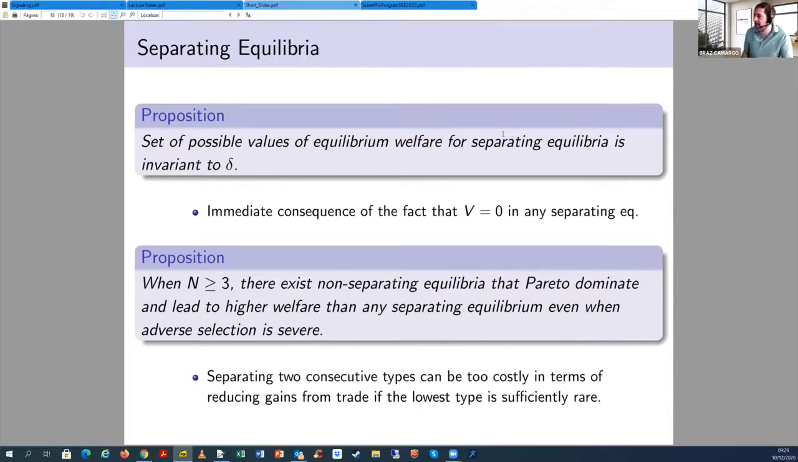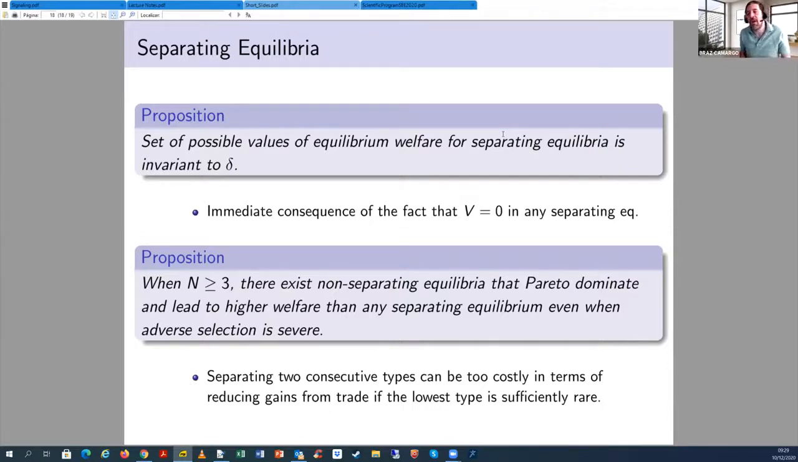Now, the problem with dealing with separating equilibrium is that when I have at least 3 types, there exist non-separating equilibria that Pareto dominate and lead to higher welfare than any separating equilibrium, even when adverse selection is severe. The intuition, very quickly, is that induced separation can be very costly, especially if the lower type of seller is in a small proportion relative to the other types of sellers.